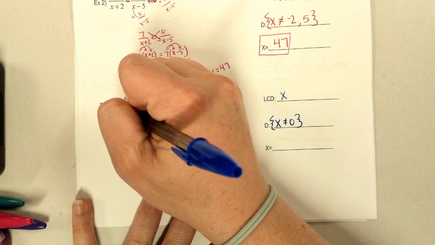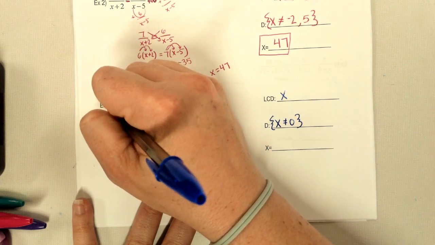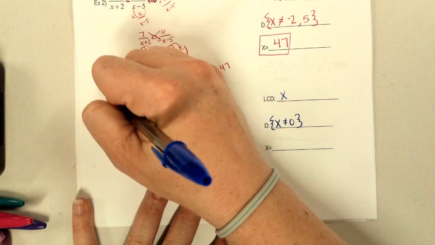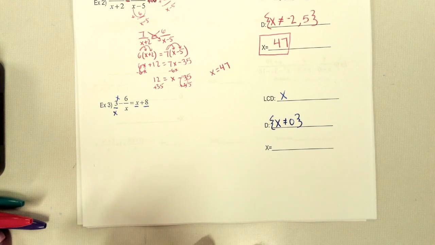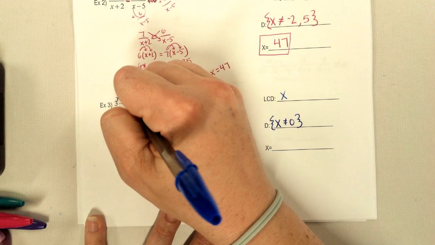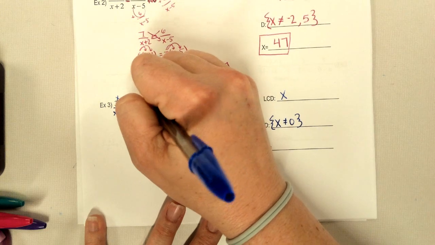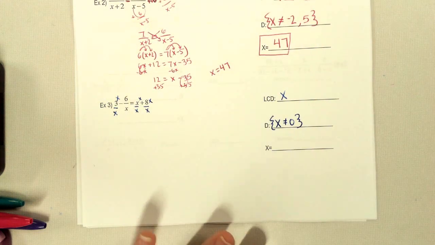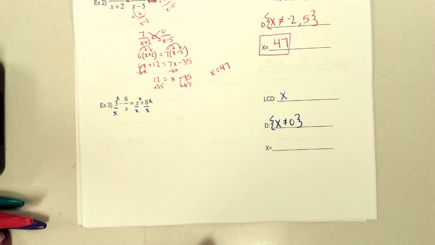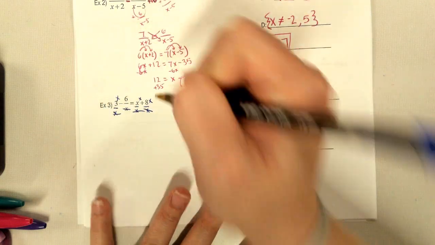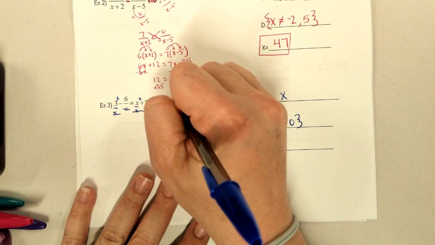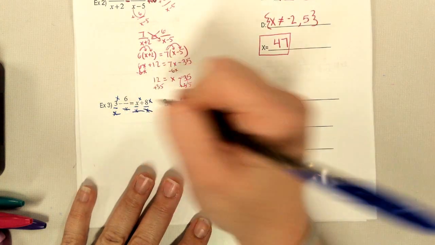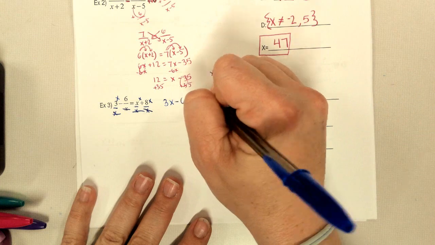Well, if this is a denominator of x, I need this to be an x. Whatever I give to the bottom, I have to give to the top. You can put a 1 there and technically multiply, but 1x is just the same thing as x, correct? So you don't have to put the 1 if you don't want to. So if I give the bottom an x, I have to give the top an x, bottom, top. Do all the denominators match? Therefore, I can cross them out. And I'm left with 3x minus 6 equals, what's x times x? X squared. X squared plus 8x.